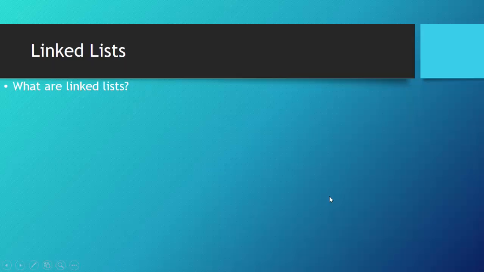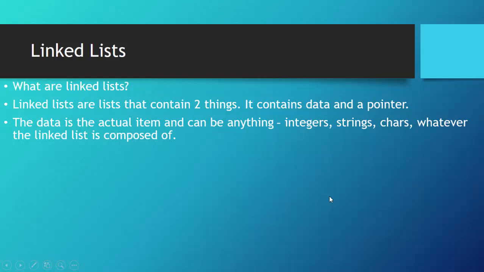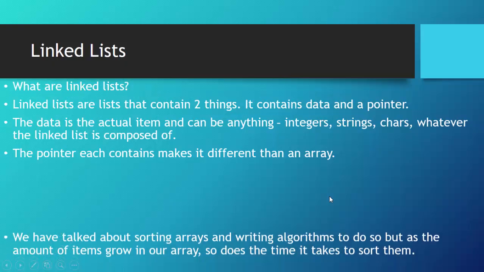So what are linked lists? Linked lists are simply lists that contain primarily two things. It's going to contain data, and it's going to contain a pointer. The data is the actual item, and it can be anything. It can be integers, it can be strings, it can be characters, whatever the linked list is composed of. Now, the pointer that each item contains makes it different than an array.